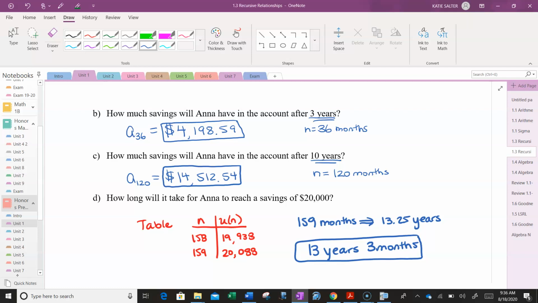And we will be working on these problems together in class because we're going to do some that are not arithmetic and geometric tomorrow. So make sure you've got all this down before then.